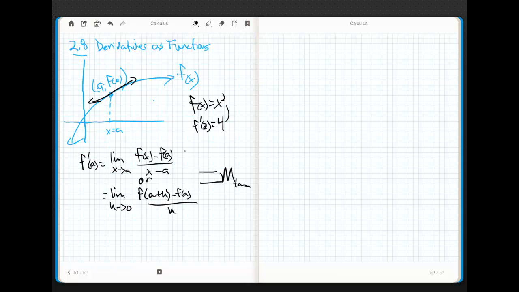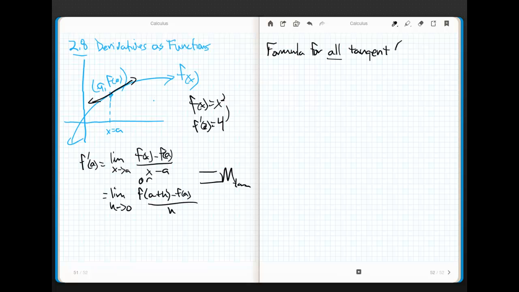The problem is I want a formula. How about a formula for all tangents, right? Slopes. Well, watch how easy this is. What I want, instead of f primed at a, where a is known, I want f primed at x. And watch how simple this is. There's one problem, all right?